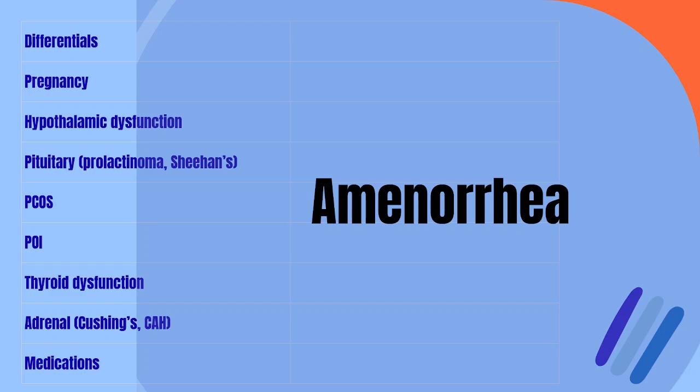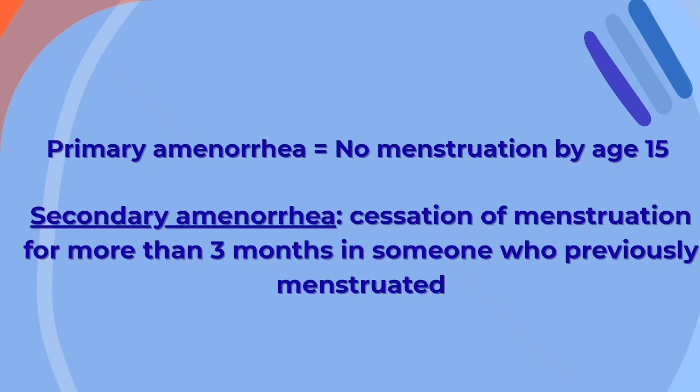I won't talk about the exact definition of primary amenorrhea. It's a bit more intricate than given here. Roughly, if the patient is not menstruating by the age of 15, it's primary amenorrhea. It is not pertinent for a medicine exam. So we'll focus on the causes of secondary amenorrhea, which means the cessation of menstruation for more than 3 months in a patient who was previously menstruating. So let's start with ruling out each and every condition.